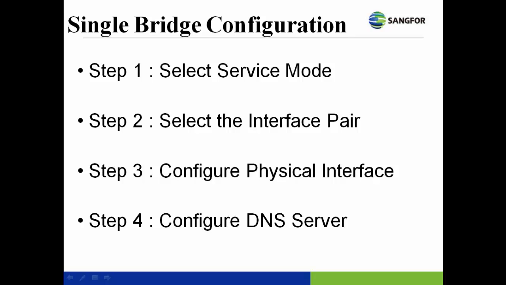First of all, user has to select the service mode for the WANO deployment. In this practical, of course, we will select bridge as the deployment mode. After that, select which interface pair is connected to the core switch and the firewall, and configure the necessary IP address and default gateway for the WANO, that is SANGFOR, within the local area network. Lastly, choose the preferred DNS server by manually entering the IP address for it.